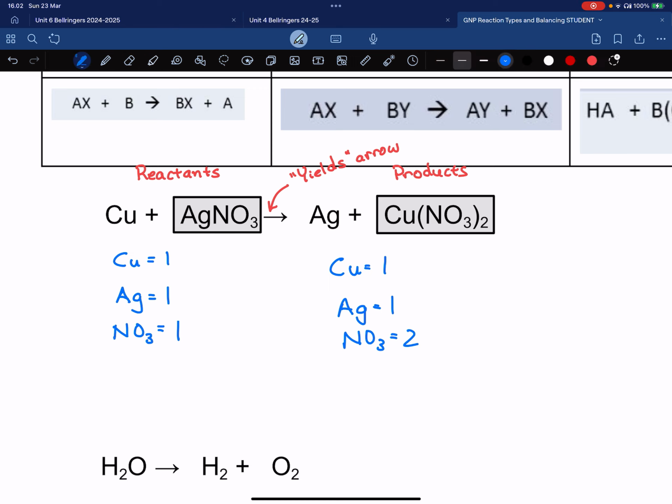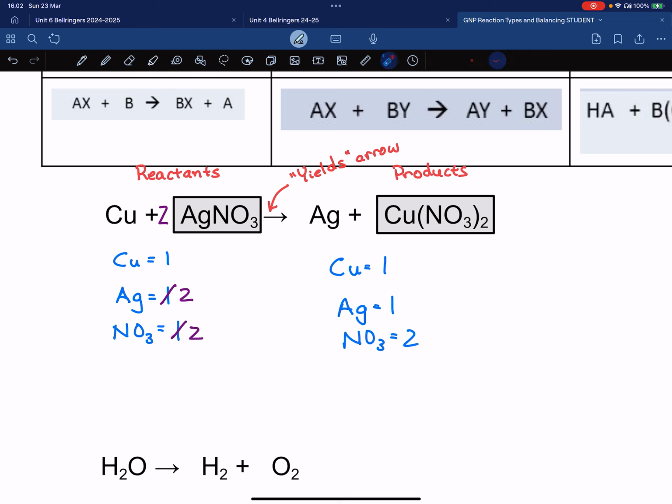Now the rules become you change the coefficients to make things match up. There are two nitrates on the right-hand side, and only one on the reactants or left-hand side, so I have to put a 2 right there. I want to give myself a little space so that I can erase. But then you've got to recount everything in here. That 2 goes with that silver, so now there are 2 silvers. The 2 also goes with the nitrate, so 2 nitrates.